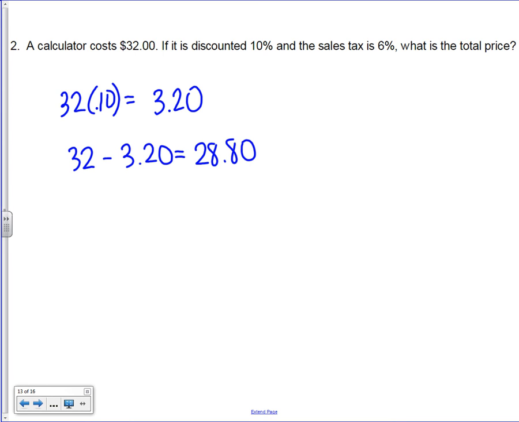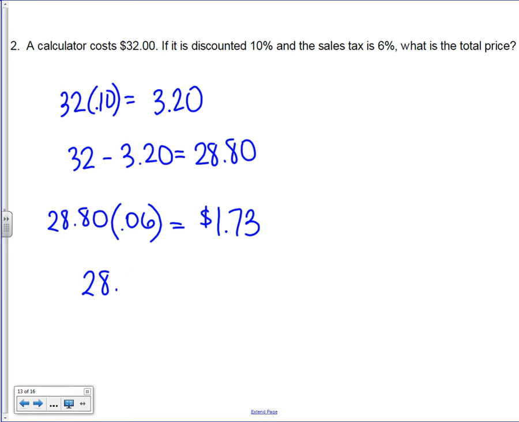But now I need to pay tax. So I need to take that $28.80 and I have to pay 6% tax. Well, if you move your decimal, it's 0.06. You move it 2 spots and you get $1.73. Well, tax is on top of what you're paying. So that means we need to add it to what we will be paying. And you get a total price of $30.53.